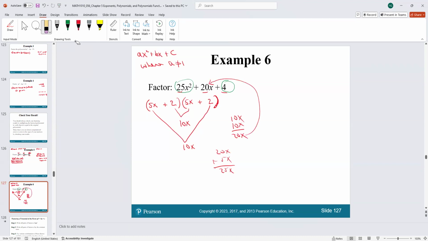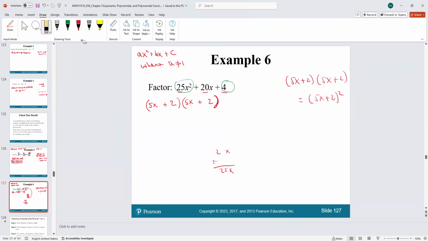So we can conclude that we can factor that trinomial as 5x plus 2 times 5x plus 2, or you can simply say it is 5x plus 2 to the power 2 because it's the same. All right. So that's what we call trial and error. With trial and error, you try to see which one would give you the answer.